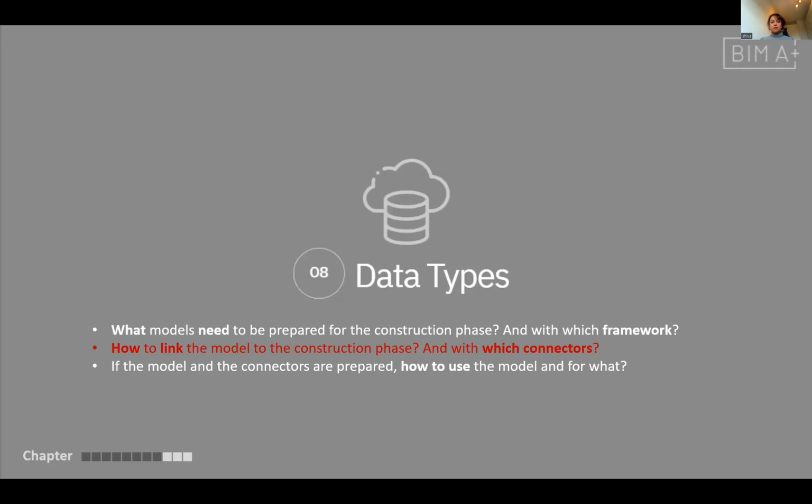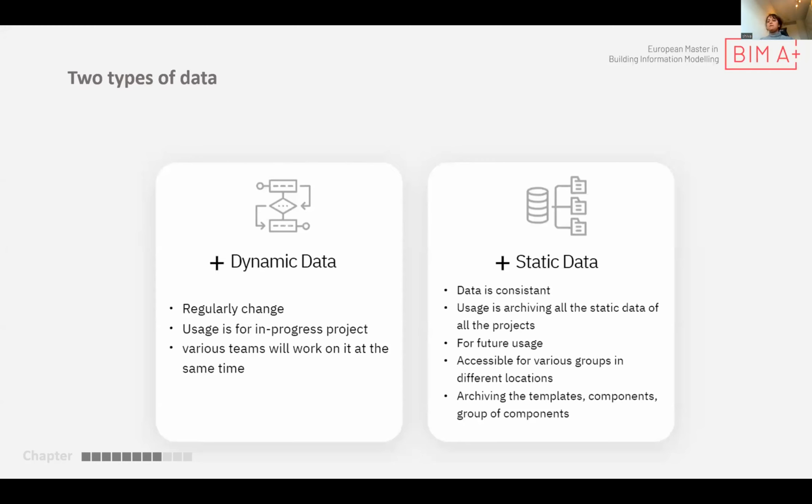The next part is data type. As I researched, there are two types of data in the MEP system: dynamic data and static data. Dynamic data is the type of data that changes regularly, and its usage is for the progress of the project, where various teams work at the same time on one project. So it's the dynamic data that we are working on.